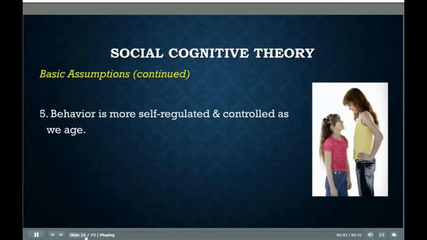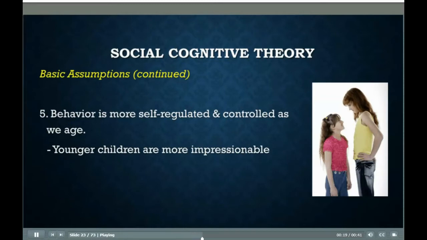Our last assumption is looking at developmental differences, that as we grow, our behavior becomes more self-regulated, meaning we are under more control, so we're more likely to choose what it is that we want to do, whereas younger children become more impressionable. So, when you're looking at learning by imitation, younger children are more likely to do this. They're more likely to potentially blindly imitate someone without really thinking about the consequences. Older children are more likely to think about things and decide whether or not they want to imitate.